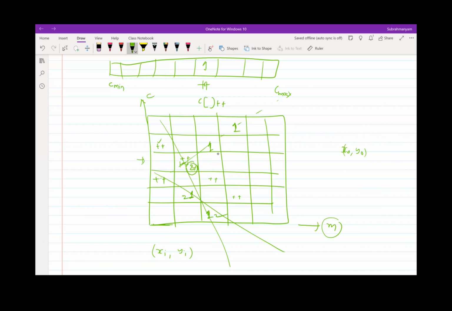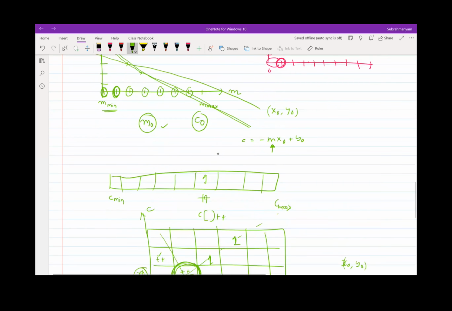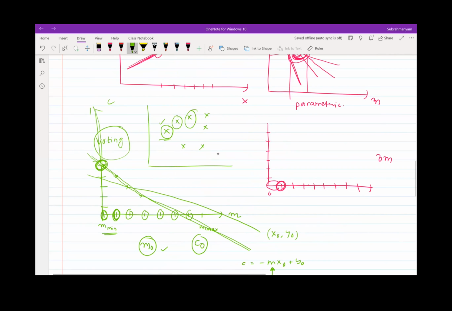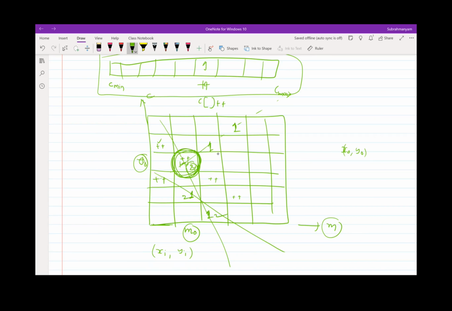You repeat the whole thing. Finally you figure out the cell which has the maximum number of votes, and that particular m naught and C naught would give you the slope and intercept of the line that passes through the maximum number of points.